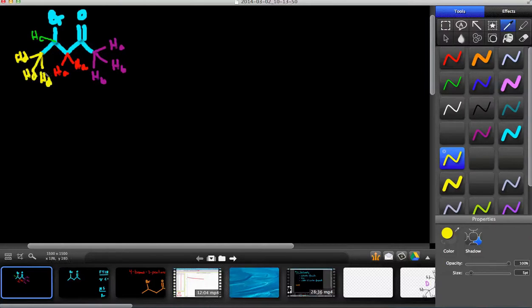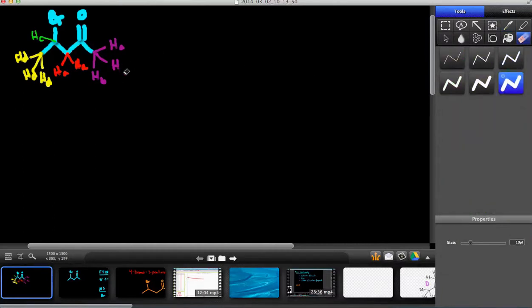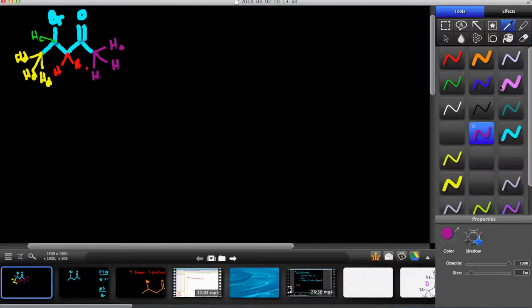So we have 4 environments. Now let's talk about how these will split. So let's start with the magenta category where you have 3, and I'm not sure why I cannot go in alphabetical order. These should all be HA, and these should be both HB. So environment HA is not within 3 bonds of another hydrogen. So the closest one would be 1, 2, 3, 4 bonds. Remember that we can't split a signal unless we have an NMR active nucleus within 3 bonds of our hydrogen of interest.